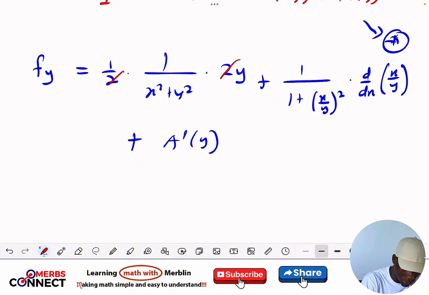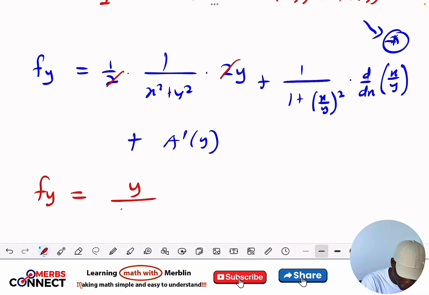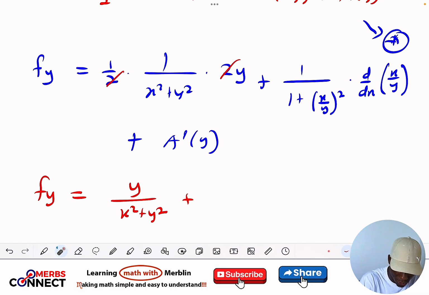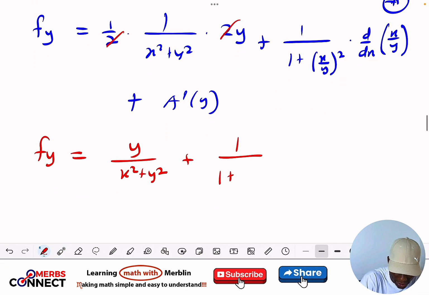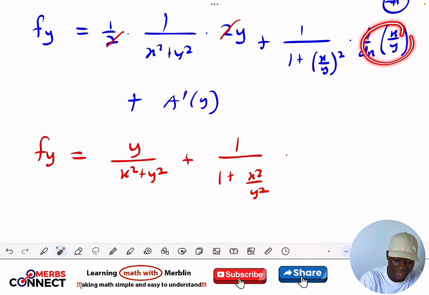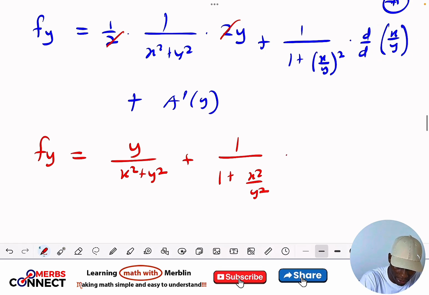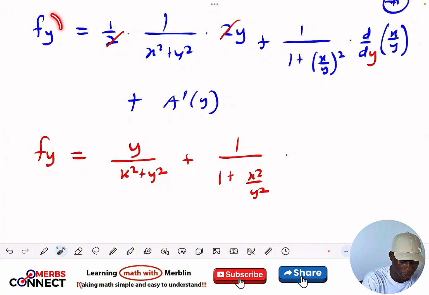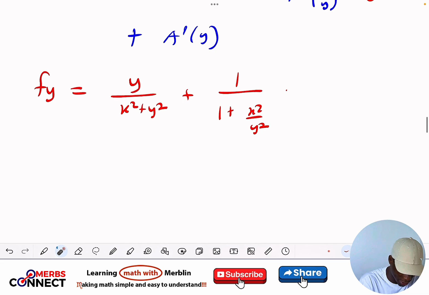These two will cancel these two. So f of y will be equal to y divided by x squared plus y squared plus, now I can write this one as 1 divided by 1 plus x squared divided by y squared times, now I need to differentiate this with respect to y, not x, because we are going with respect to y. So now differentiating this with respect to y, let me write this one very well.